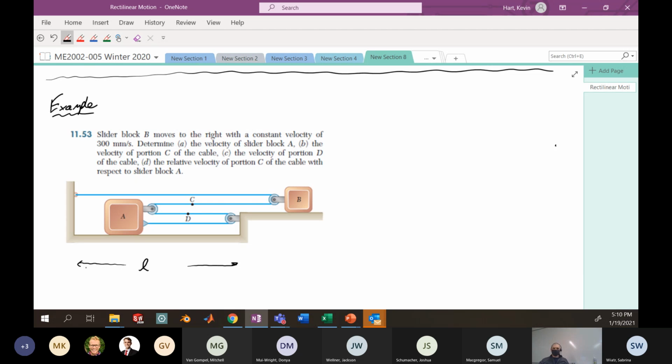Nick's over there looking like he's about to blow a brain cell, so I'm just trying to help him out. Don't explode, okay?